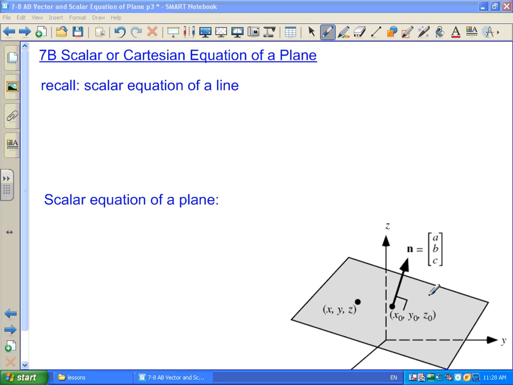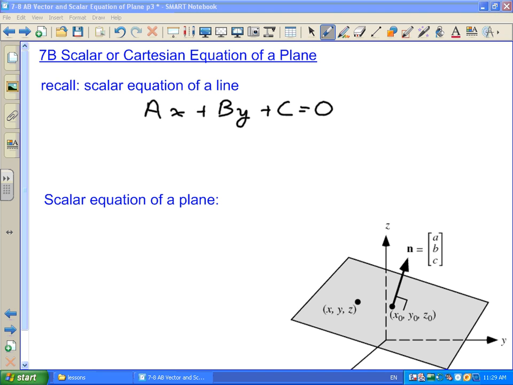Okay, so we're working on box B here. We're looking at the scalar or the Cartesian equation of a plane here. And just like we did with the vector equation, I think a good place to start is to remind ourselves of what this scalar equation of a line looked like. So the scalar equation of a line was just ax plus by plus c equals 0.